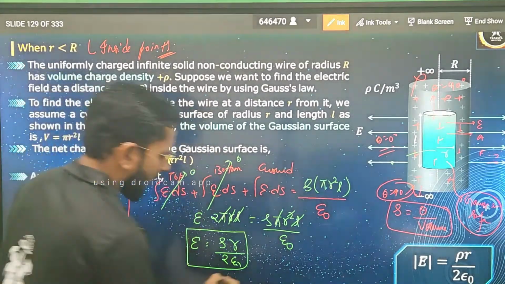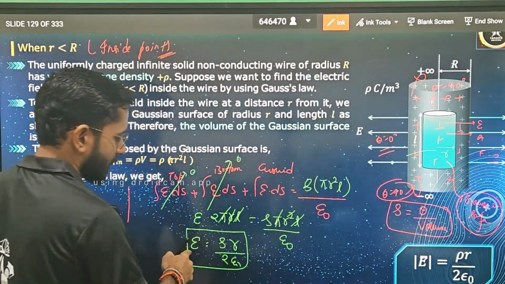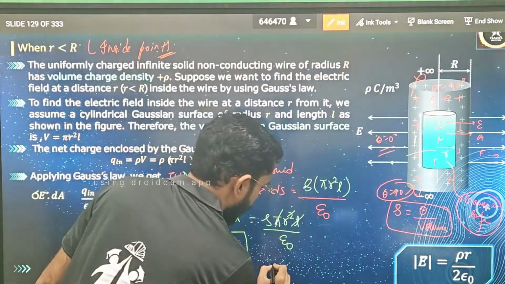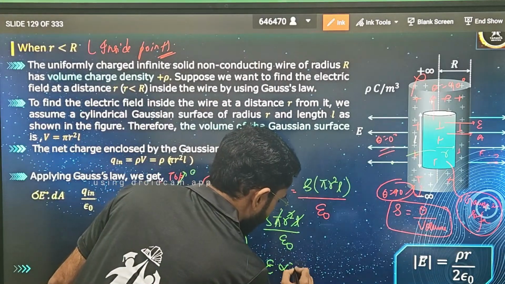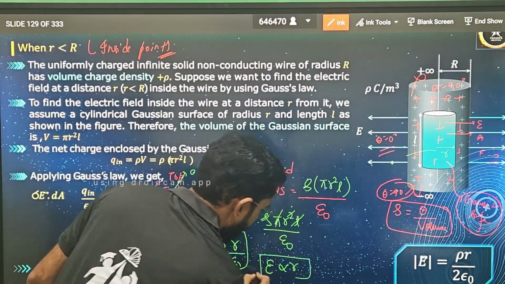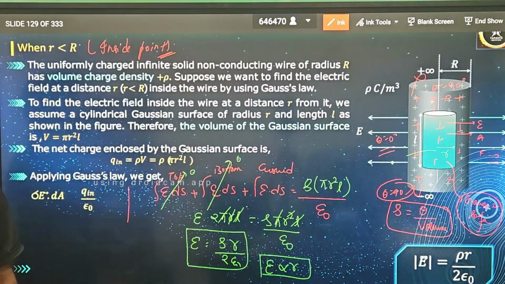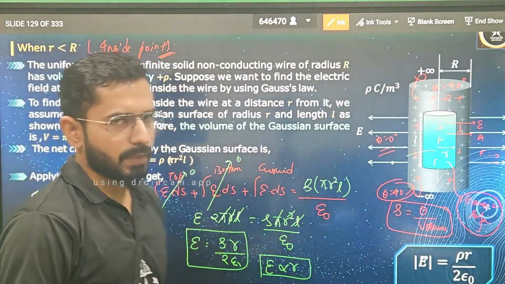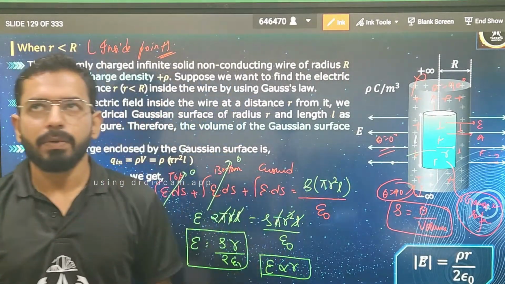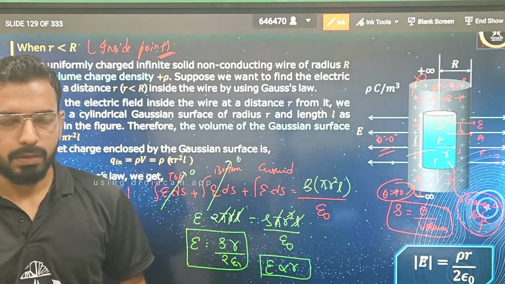And what is the final result? If I talk about the variation between the electric field and the r vector, I can say the electric field is directly proportional to r. Correct? Then let's discuss the curve also. It will be directly proportional to r.